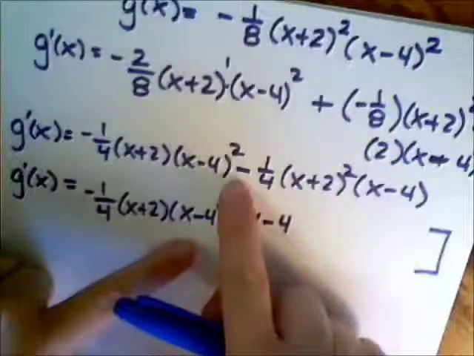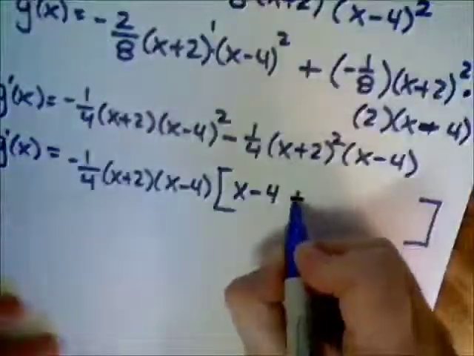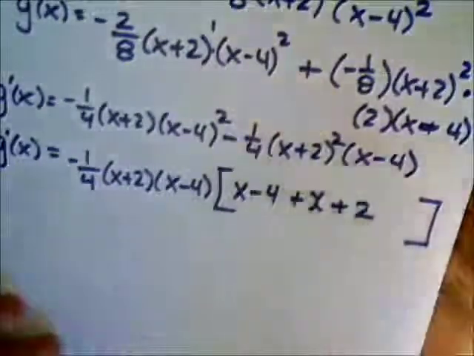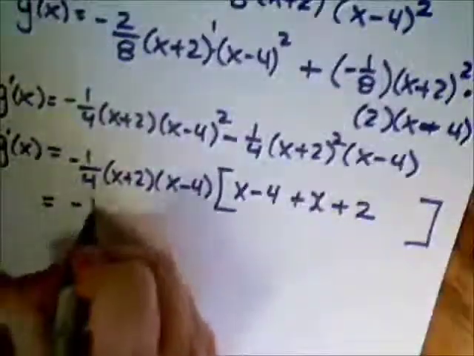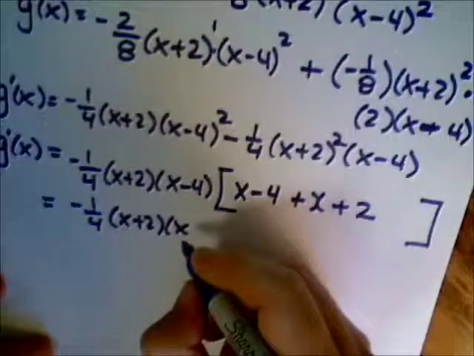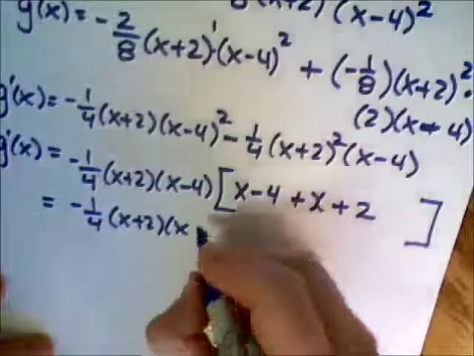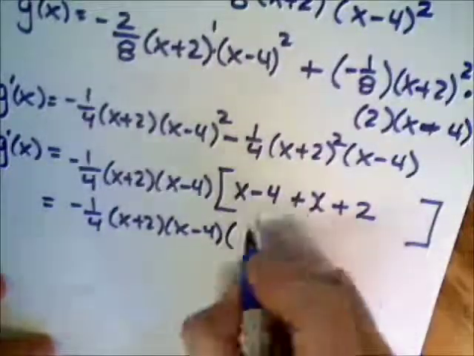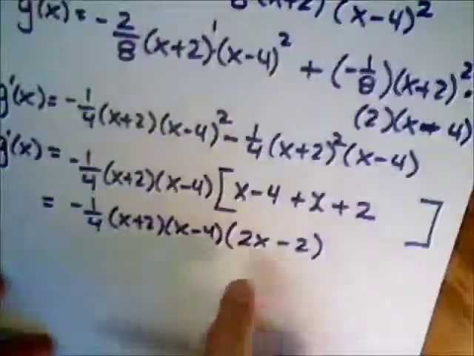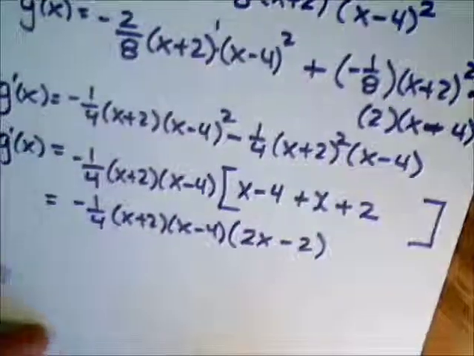Similarly, I've already factored out the -1/4. I've factored out 1 factor of x plus 2, so that leaves 1 factor of x plus 2 within the parentheses, and the other factor has been factored out. So the factored form of g prime is -1/4 times x plus 2 times x minus 4 times 2x minus 2. And it would be up to the person doing the work, but you could also factor out another factor of 2, but I'm going to stop there.